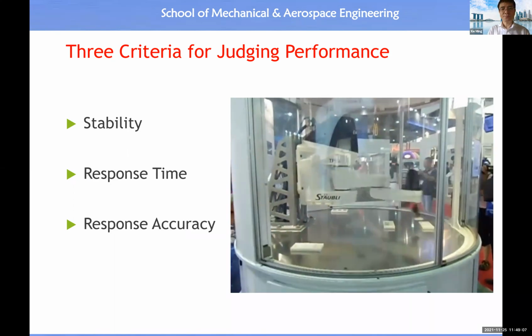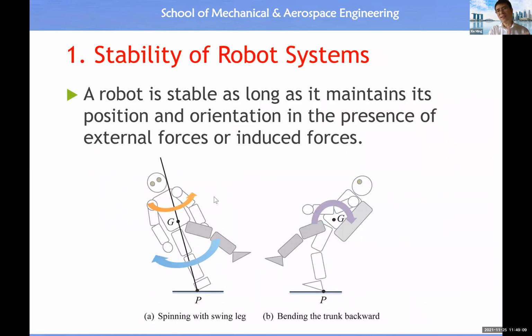Then I'm going to give you a little bit of detail about the concept of stability. For a robotic arm, it should be quite straightforward. When you do pick and place, we do not want the robotic arm to oscillate at the final position. So that's for the robotic arm. Then how about a mobile robot? You may have a view of the mobile robot lagging.